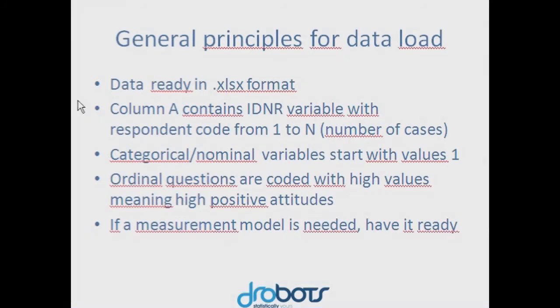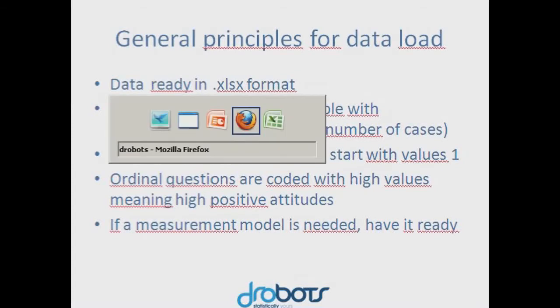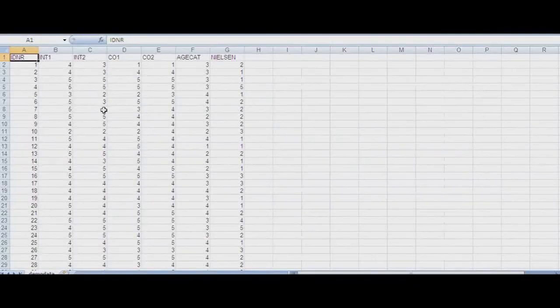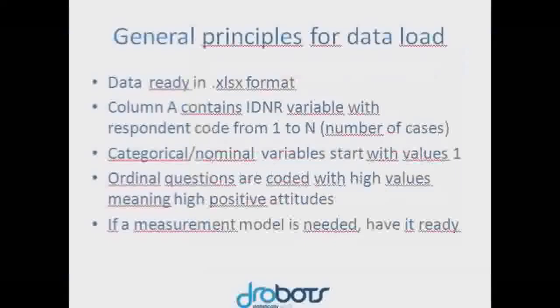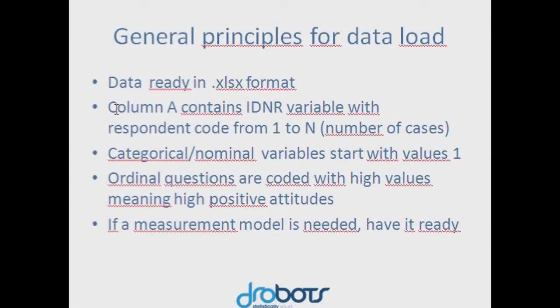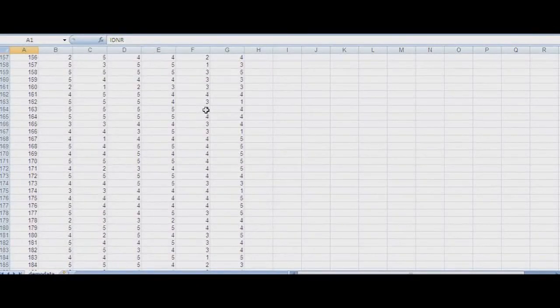What do you need? Well, you have to respect a number of principles. First of all, your data has to be ready in an Excel format, recent Excel format, and in this case this is the file that we will use. So this is the file that will be uploaded into the system after the definition of the information that is in the file. You will notice that we have a column A, and it should contain an IDNR variable, so identification number variable, with respondent code from 1 to the total number of cases. In this case it goes up to 200 because in this demo we have 200 cases available for analysis.